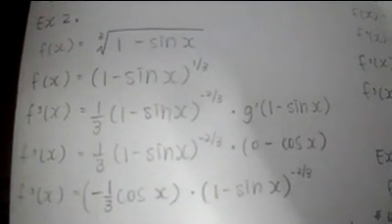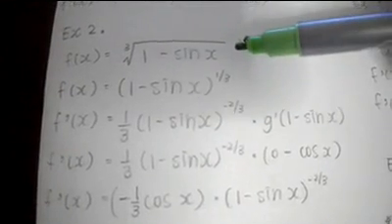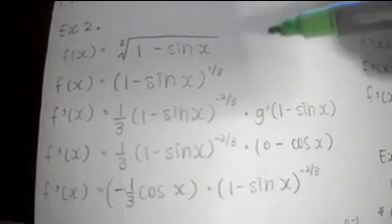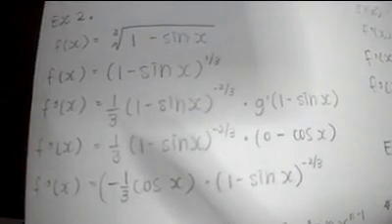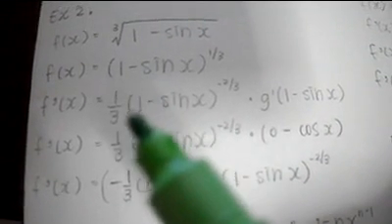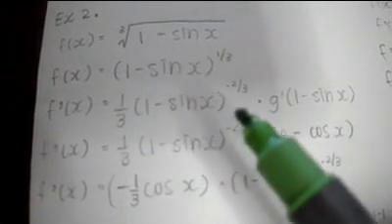Moving on to the second example. We have the cubic root of 1 minus sine x. We can rewrite this as 1 minus sine x to the power of 1/3. Now we can find the derivative of the outside function, which is the power of 1/3. We get 1/3 times 1 minus sine x to the power of negative 2/3.